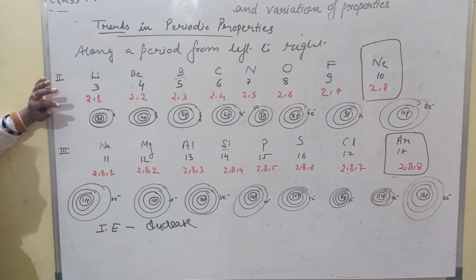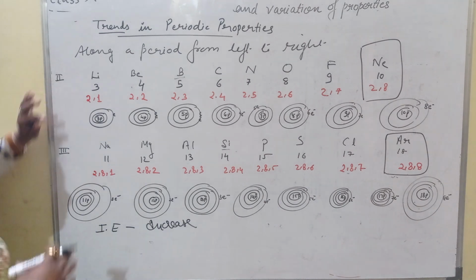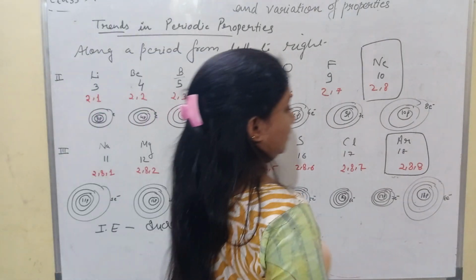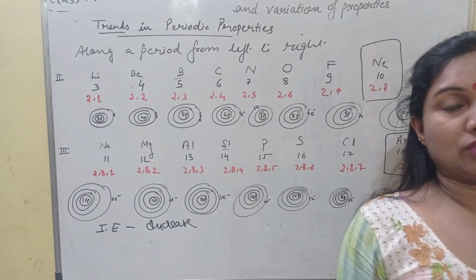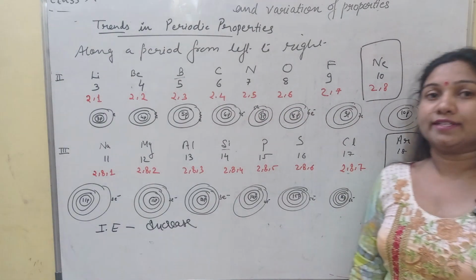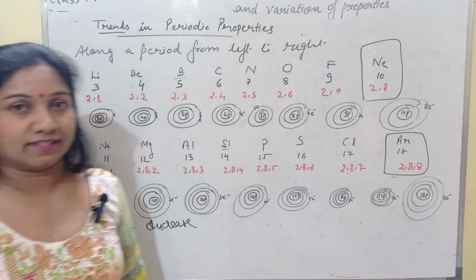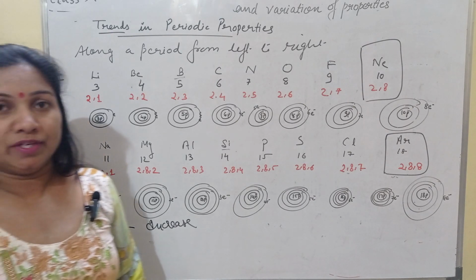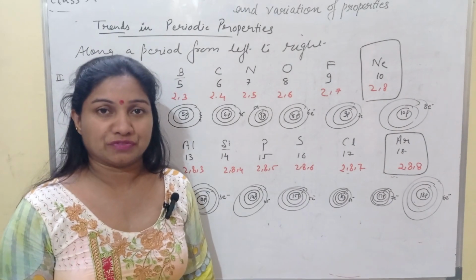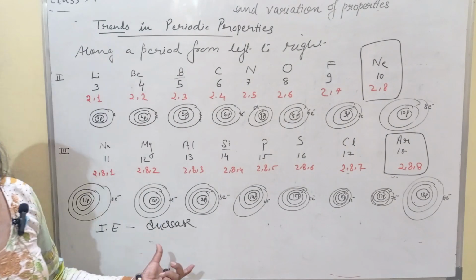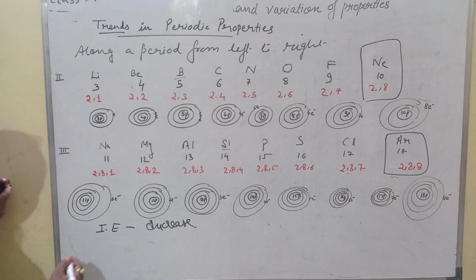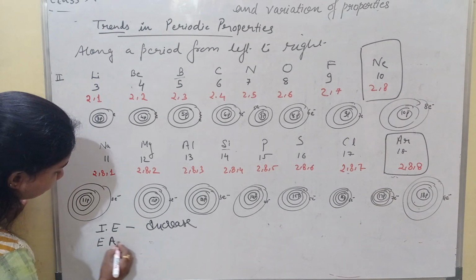So you have to give this explanation that as the size is decreasing, the nuclear pull exerted on the outermost electron is more, as a result of which it will become difficult to remove electron. As a result, ionization energy will be more, or ionization energy will increase along a period. Then we discuss electron affinity.